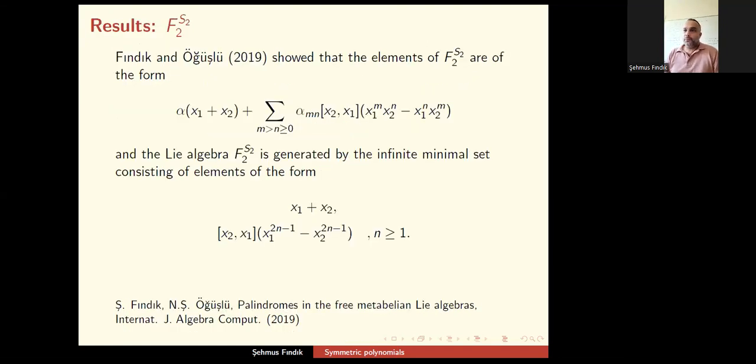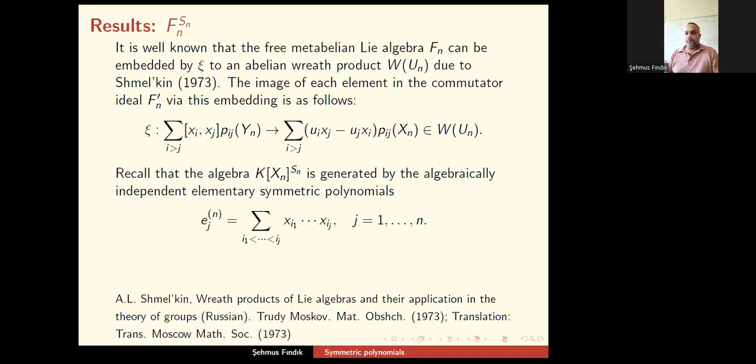The first attempt was in 2019 by a colleague of mine, and we showed that an element coming from F2 to the S2 in general looks like this, and it is generated by this infinite set. And this set is a minimal set. But we couldn't generalize this for any n for one more year, and then with the help of Dransky we did something more to generalize everything for any n greater than or equal to 3.